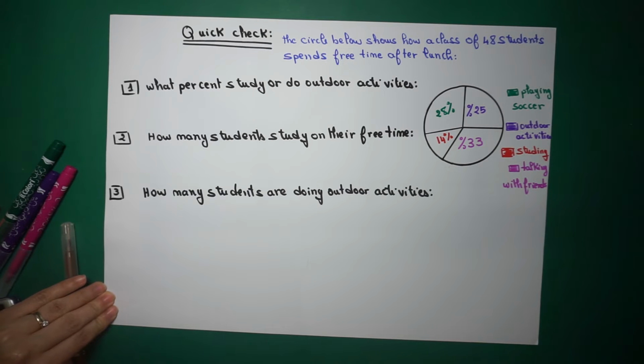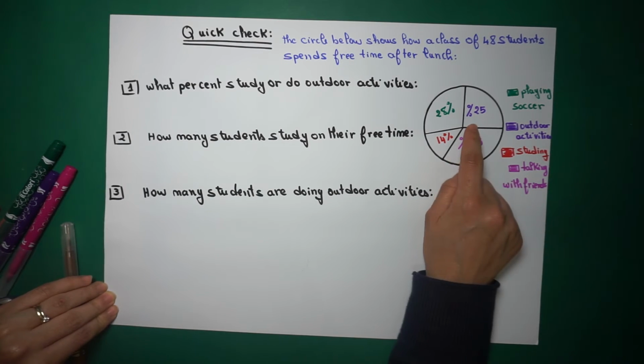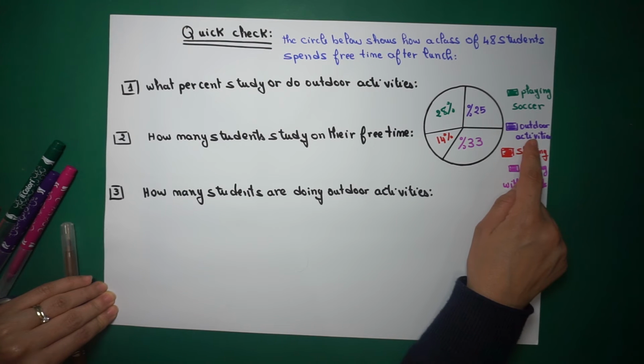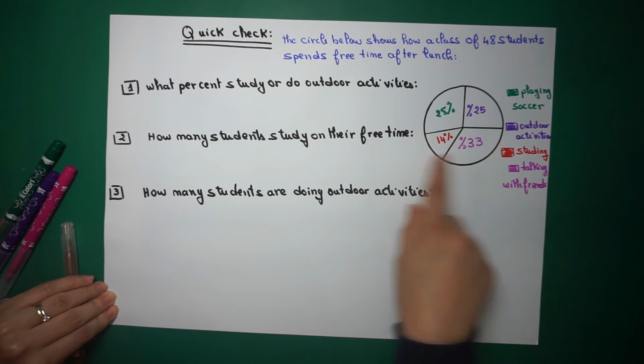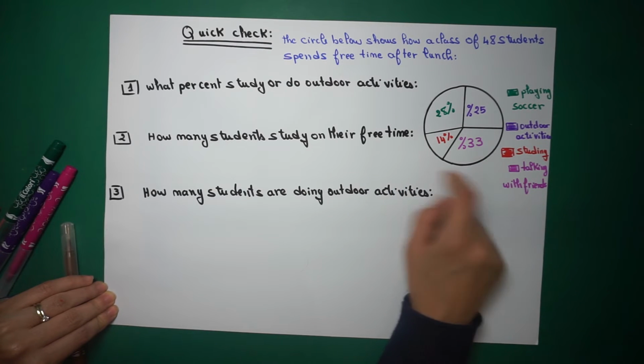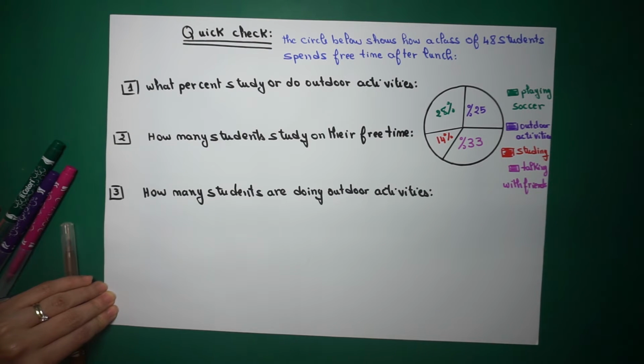Here I took another example for a quick check. So suppose the circle graph below shows how a class of 48 students spends free time after lunch. So here we have 25% of the students are doing outdoor activities, 28% are playing soccer, 14% are studying, and 33% are talking with their friends. So let's answer these questions together.